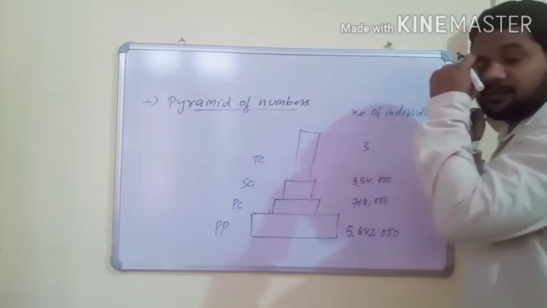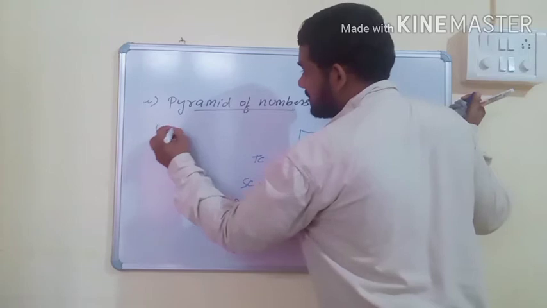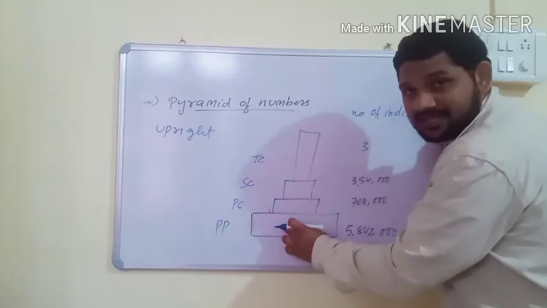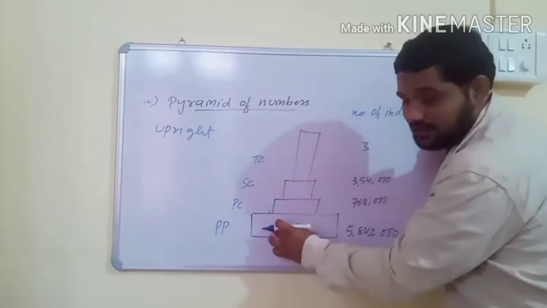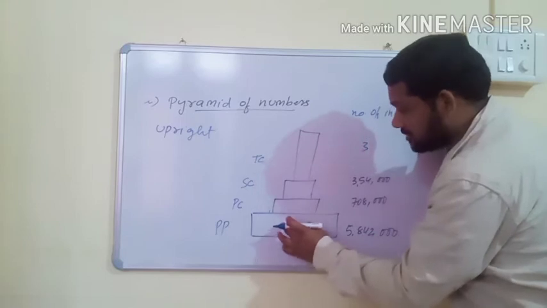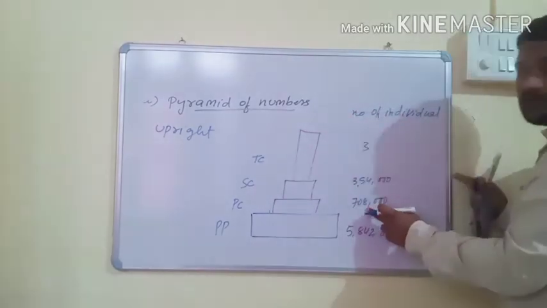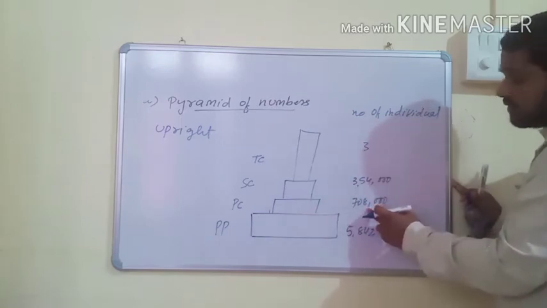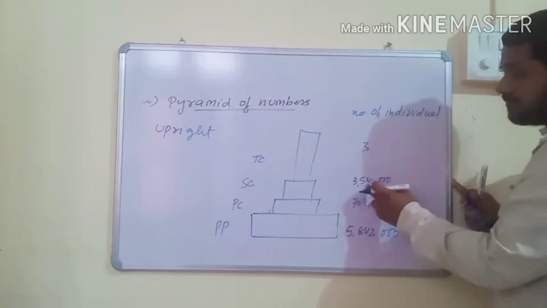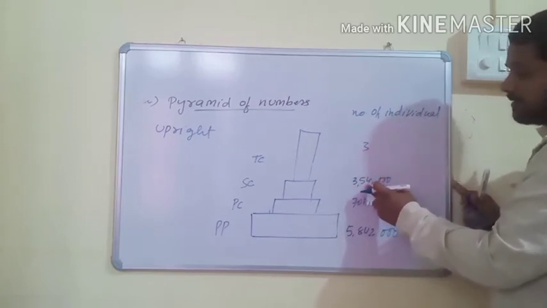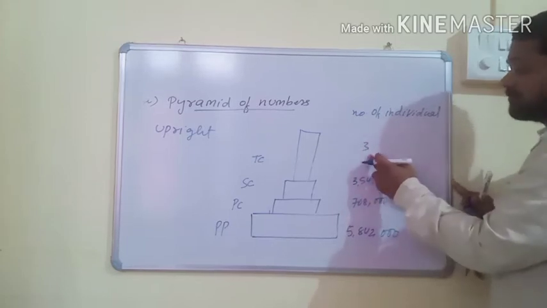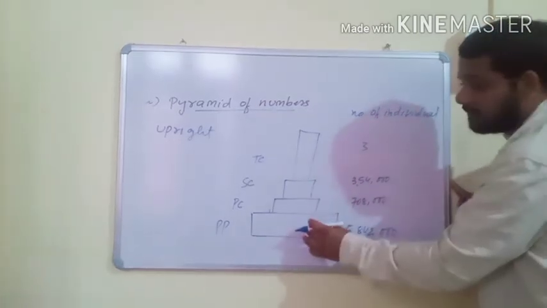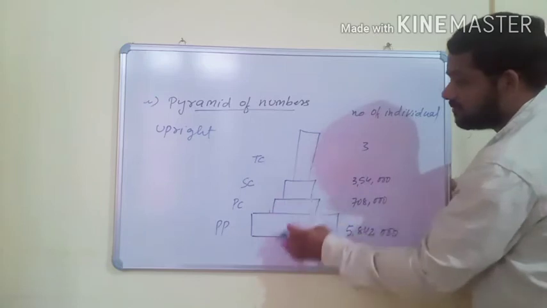And in most cases the pyramid of number is upright, because the maximum number of individuals occur at producer level, and the large number of producers support comparatively less number of individuals at herbivorous level, and very less number of herbivores support comparatively very less number of primary carnivores. And primary carnivores also support very less number of top carnivores. That means a large number of individuals are present at producer level. So that's why in most cases the pyramid of number is upright.